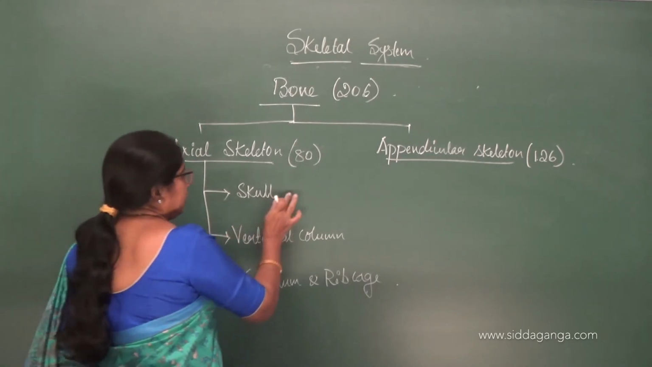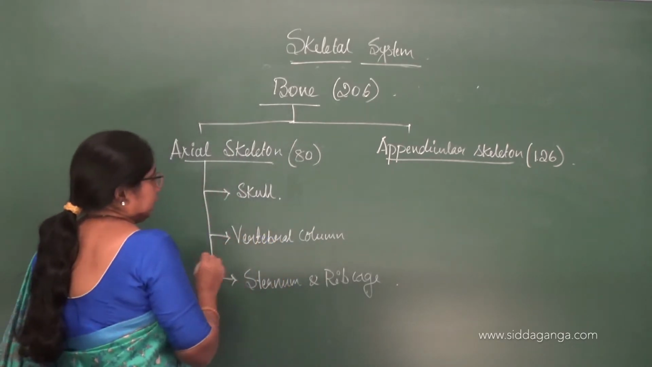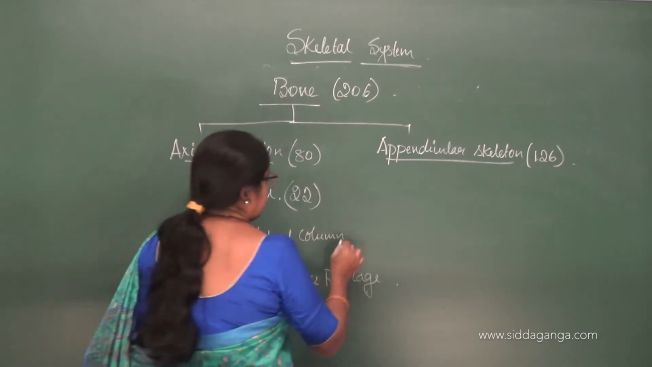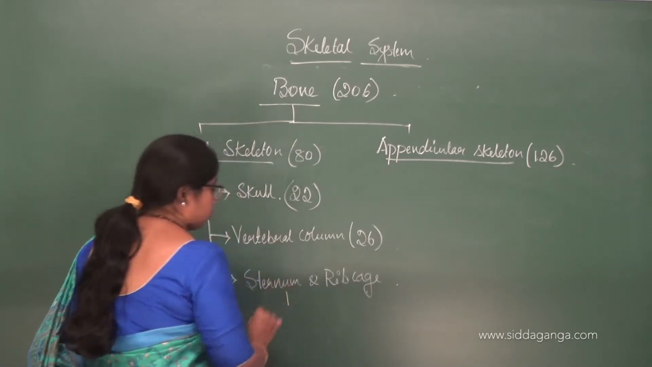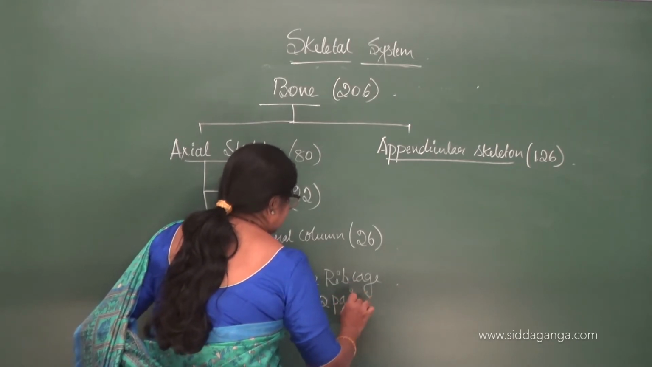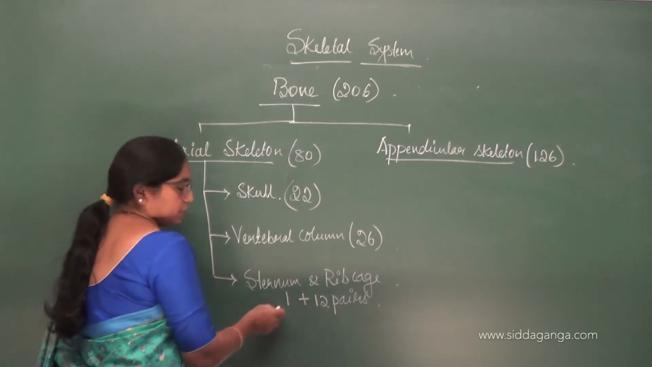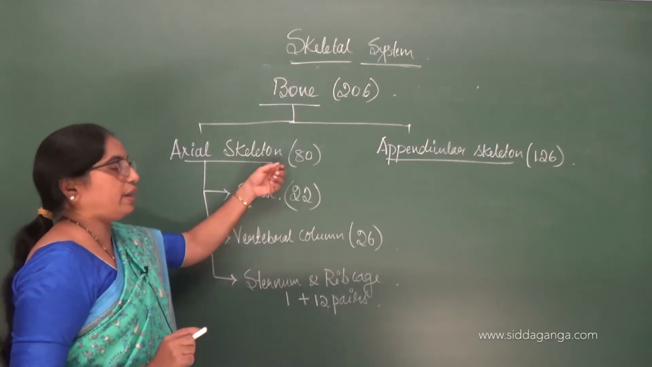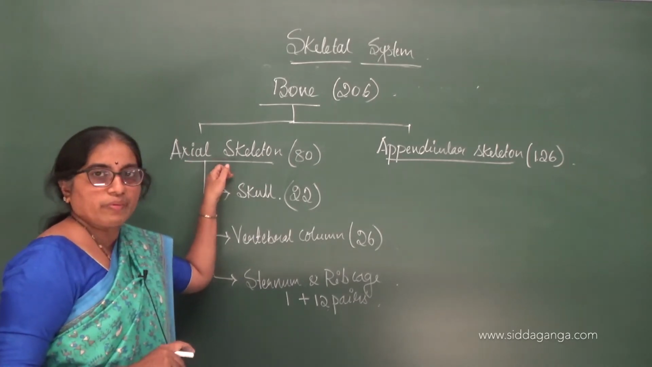The skull has 22 bones, the vertebral column has 26 bones, and then the sternum and rib cage. The sternum is one bone and the rib cage is formed by 12 pairs of bones, which counts to 24, plus 1 is 25. So 25, 26 and 22. I know it doesn't count to 80. There are also some other bones to be studied under the axial skeleton, which we will count later.